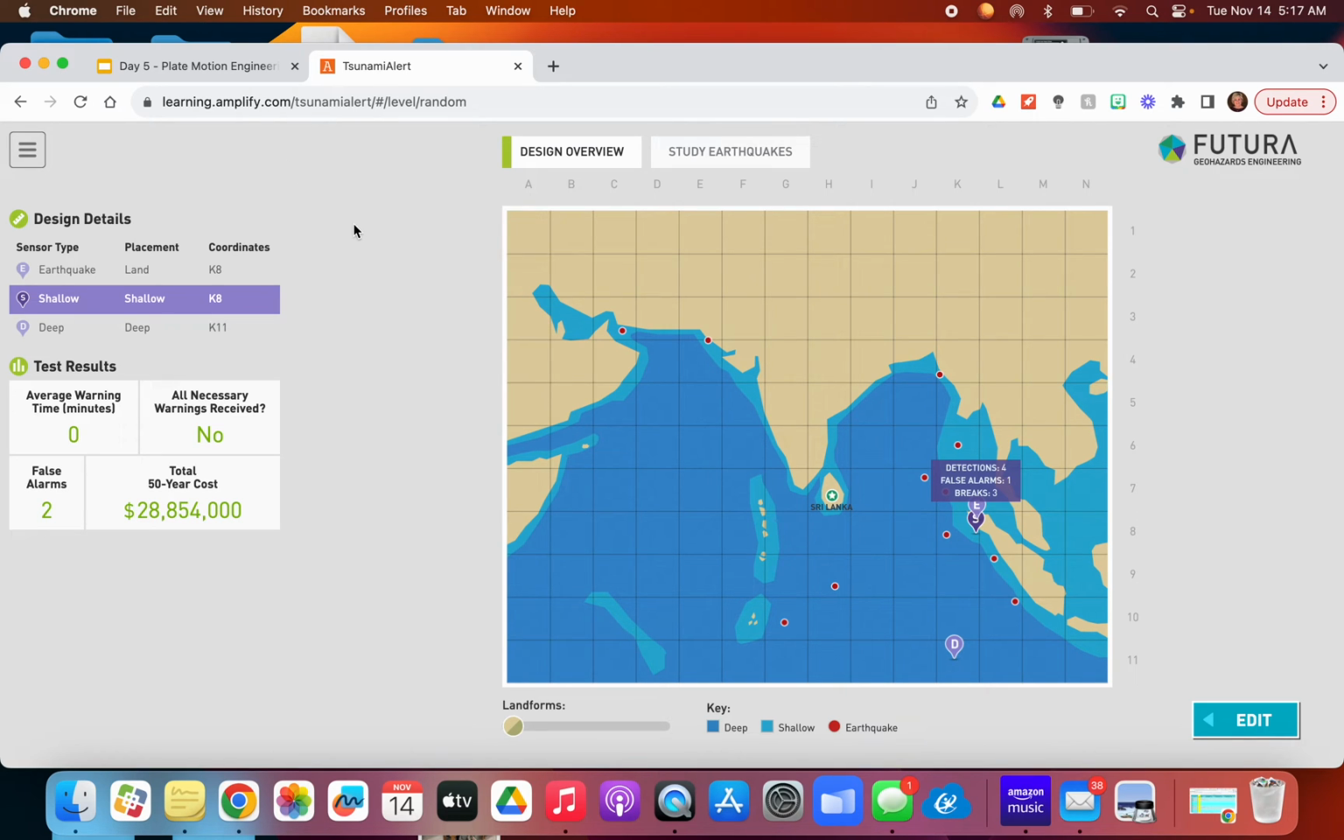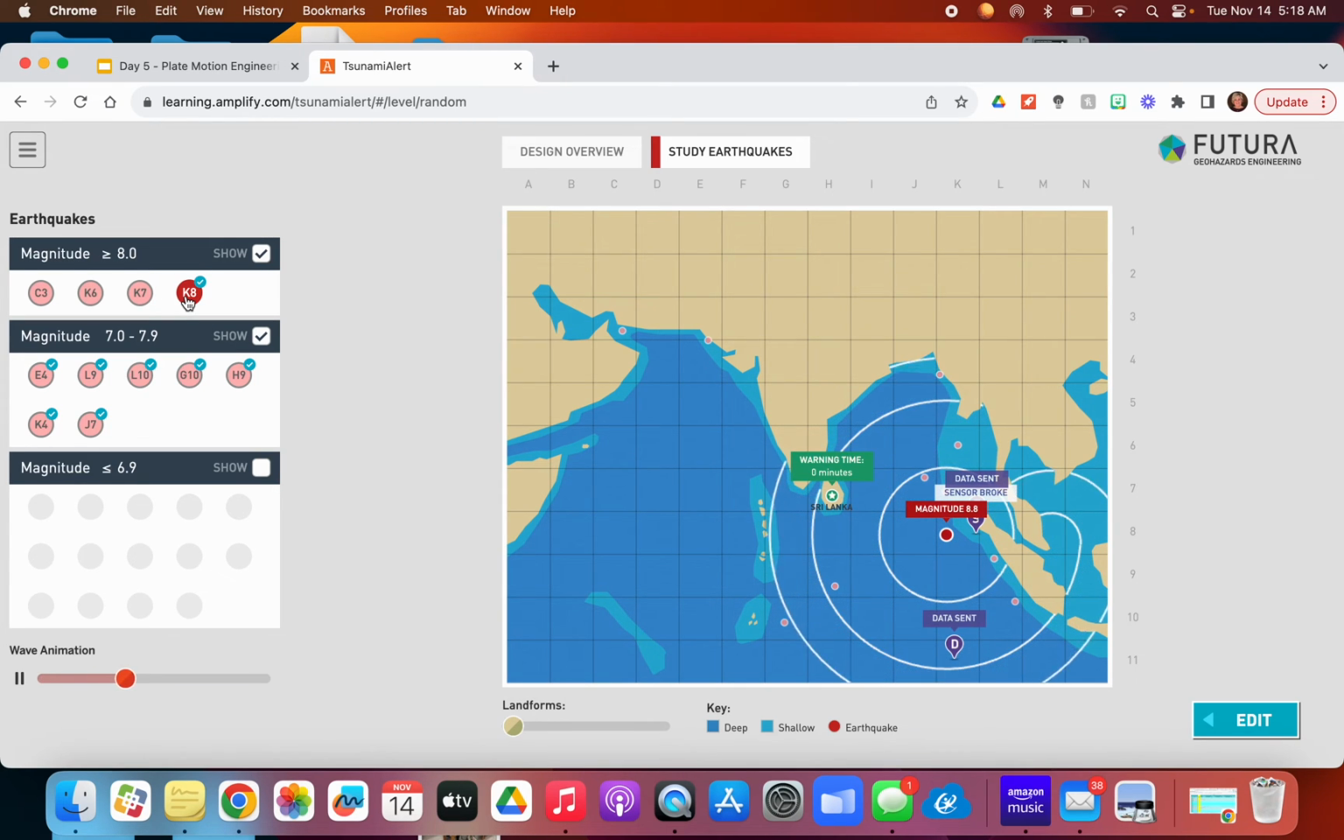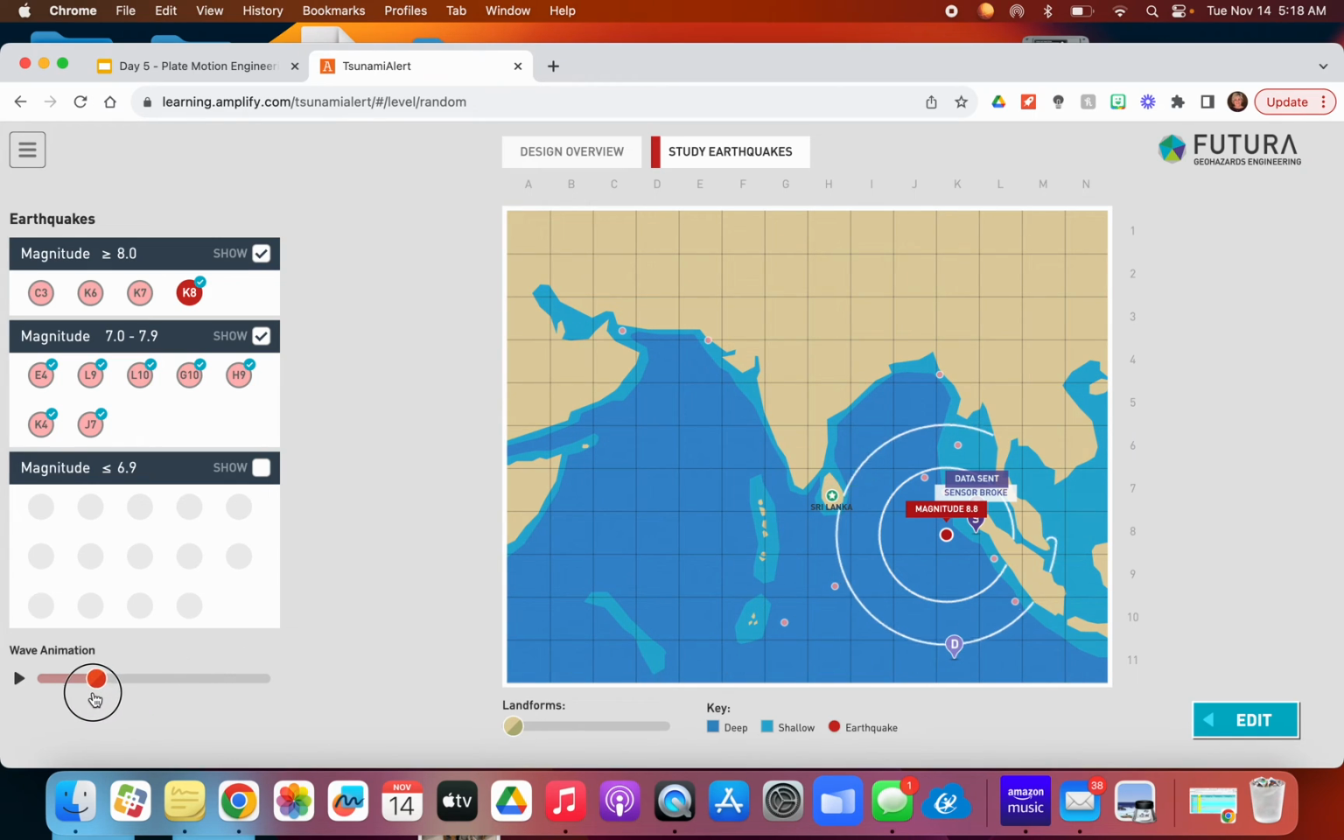So I'm going to take this information and go back to my study earthquakes. I'm going to look at L10. So here we have another local tsunami. None of these are really anything that I need to have sensors near. So that's really good information. Do I have any earthquakes over here that caused a tsunami in Sri Lanka? Let's take a look at those. K8 sure did. Now, unfortunately, we had 0 warning time. That's no bueno. Let's back it up and see what happened.